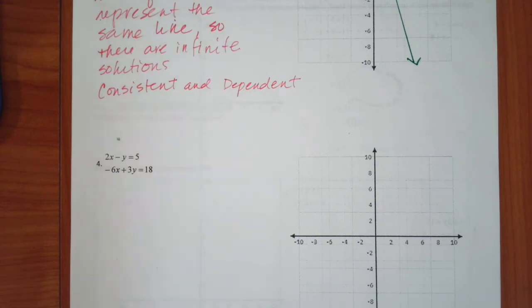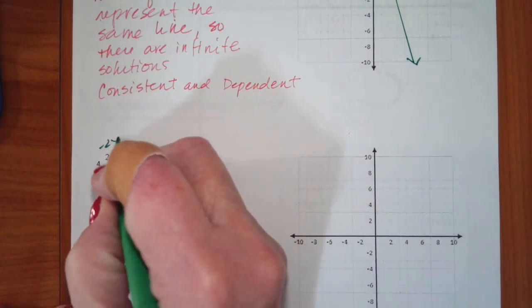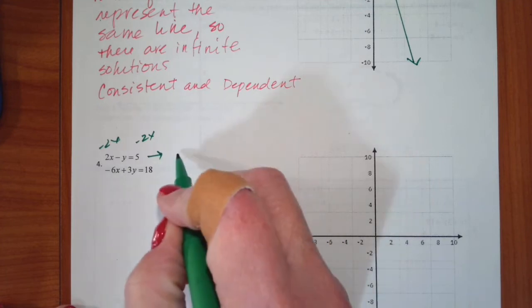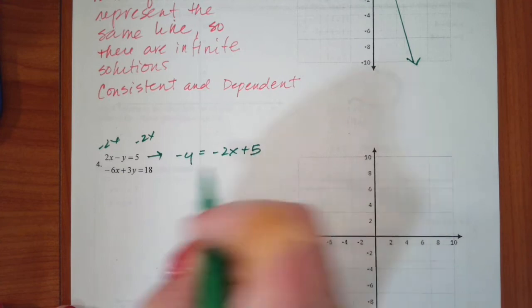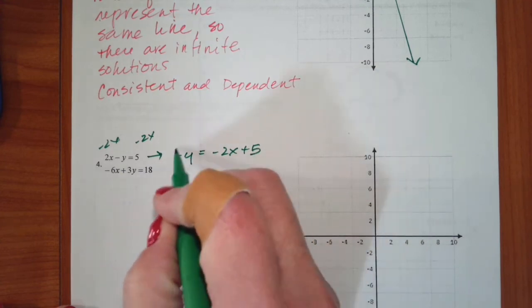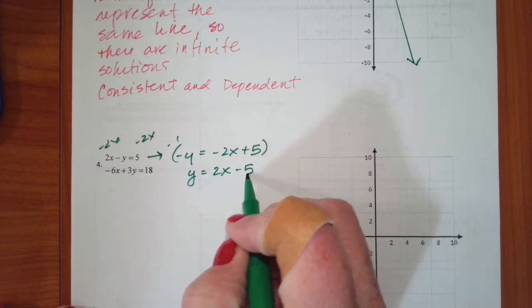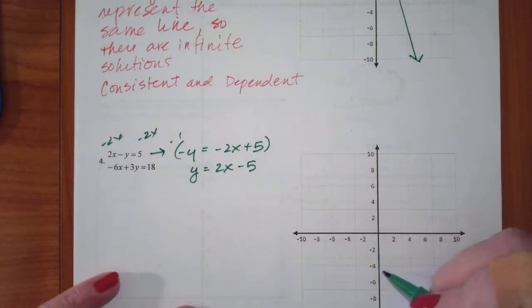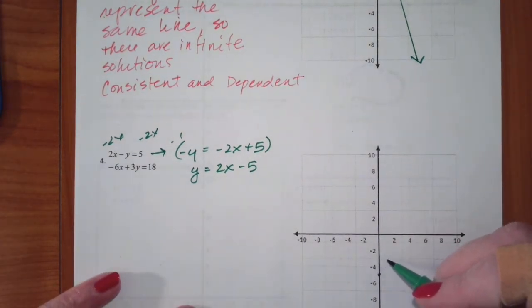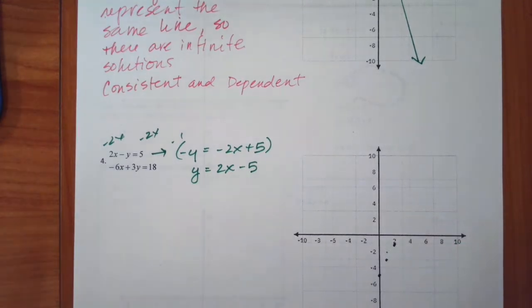Okay, my last one for graphing here, again, I think I'll go ahead and solve for y. So this one, if I subtract 2x from both sides, I get negative y is equal to negative 2x plus 5. I either multiply or divide by negative 1, and I get y equals 2x minus 5. Okay, so I start at negative 5, go up 2 over 1, up 2 over 1, and I can connect my dots.